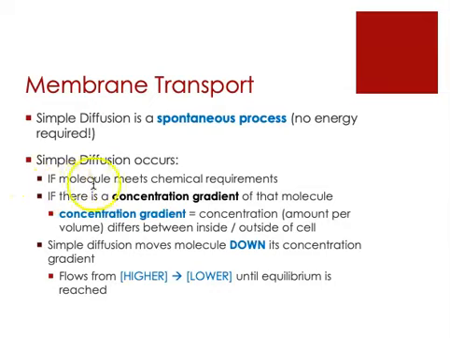So, as long as the molecule that's trying to get across the membrane meets those three chemical requirements, small, nonpolar or hydrophobic, and no charge, the only other thing that needs to happen is there needs to be a concentration gradient in place. Now, what do I mean by that? By definition, a concentration gradient is simply a difference in concentration of that molecule on either side of the membrane. So, inside versus outside of the cell.